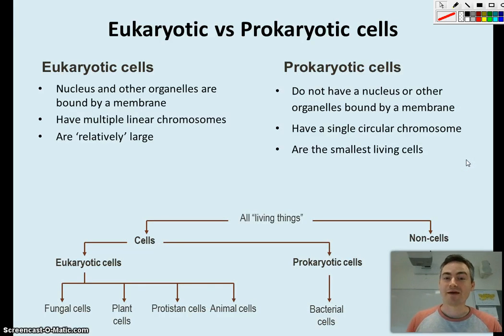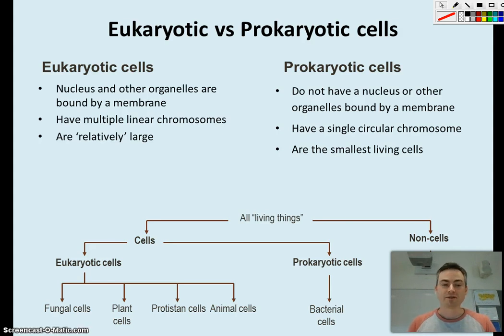So all cells have things in common, but cells also have things that are different. We've heard about eukaryotic and prokaryotic cells before, and there's lots of differences between them, but these are probably some of the key ones that are worth noting. So eukaryotic cells are the cells that have a nucleus and have a whole bunch of other organelles that are bound by a membrane, bound by that same stuff that the plasma membrane is made out of, a phospholipid bilayer.